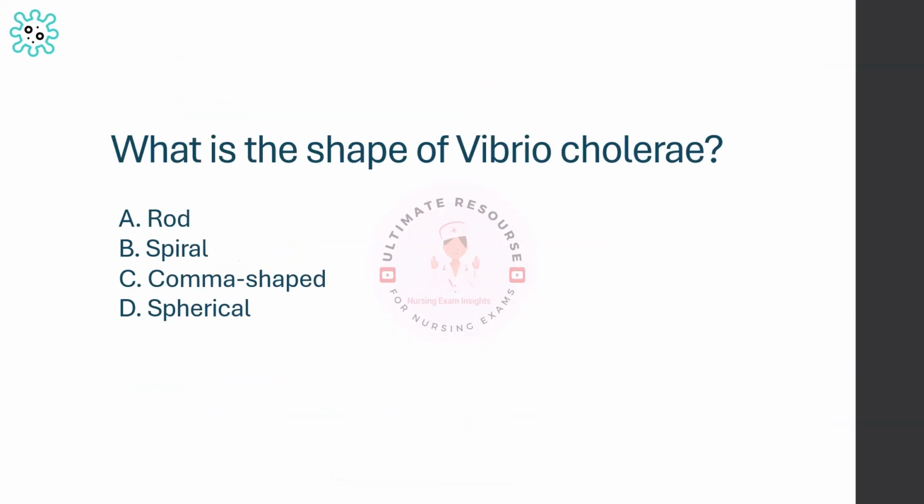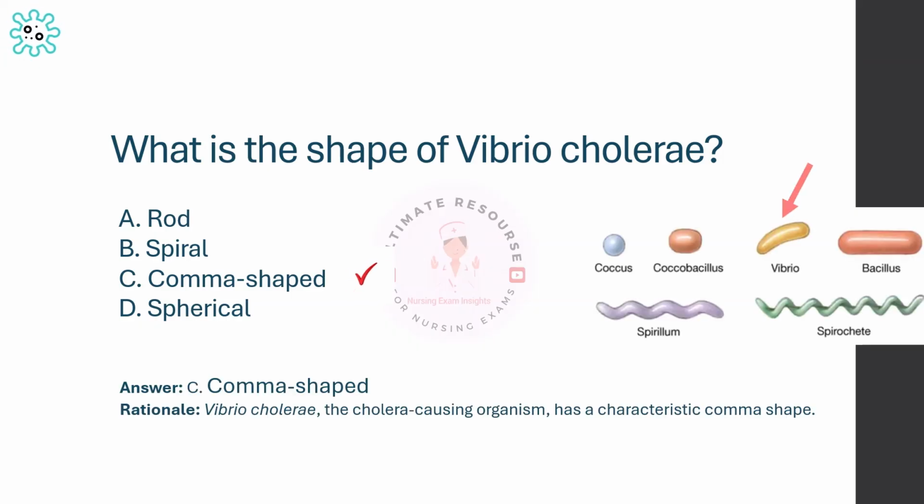What is the shape of Vibrio cholerae? Options are A. Rod, B. Spiral, C. Comma shaped, D. Spherical. The answer is C. Comma shaped. Vibrio cholerae, the cholera causing organism, has a characteristic comma shape.